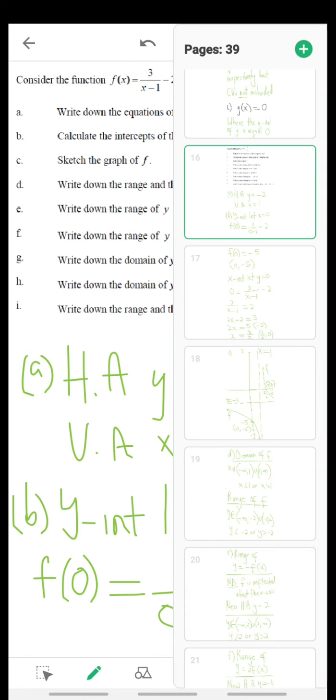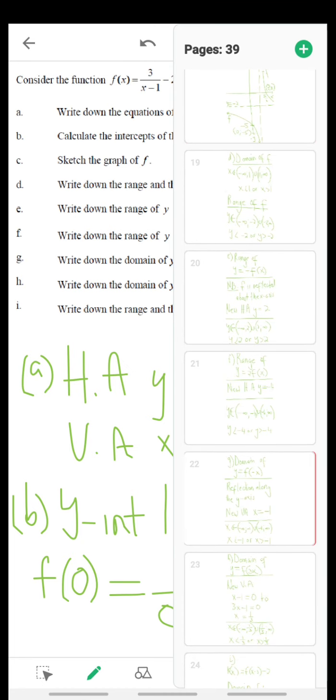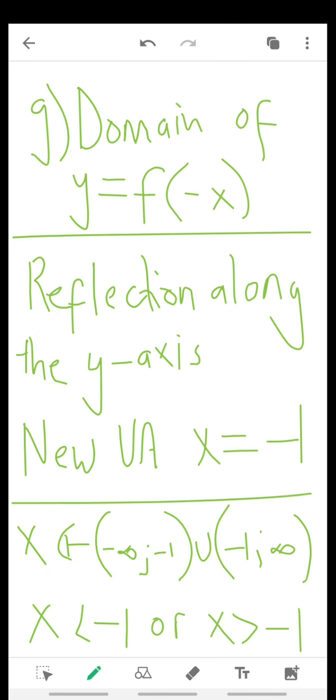You agree with me? So that means for G, which is a reflection along the y-axis, we will be getting the new vertical asymptote, which will be minus 1, and therefore our domain will be from negative infinity up to minus 1, then from minus 1 up to positive infinity. You agree with me? Very, very important.